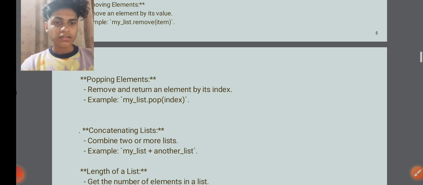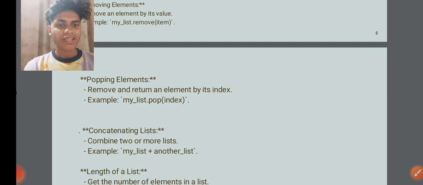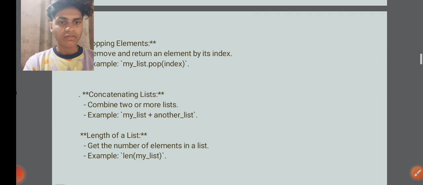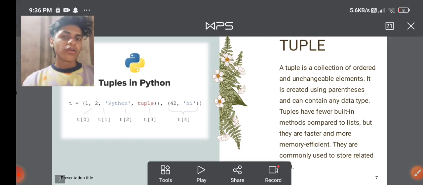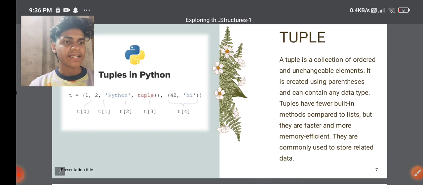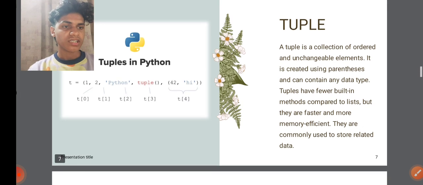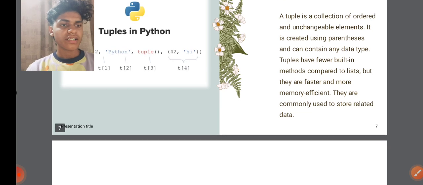The next operation is concatenation of lists. Concatenation means combining two or more lists. For example, my_list + another_list will combine both of the lists. Tuple. Now let us try to understand what is a tuple. A tuple is a collection of ordered and unchangeable elements. It is created using parentheses and can contain any data type. Tuples have fewer built-in methods compared to lists, but they are faster and more memory efficient. They are commonly used to store related data.